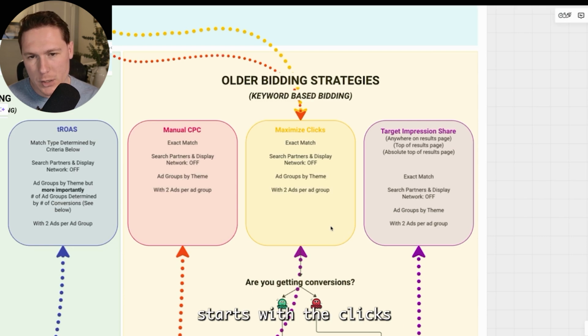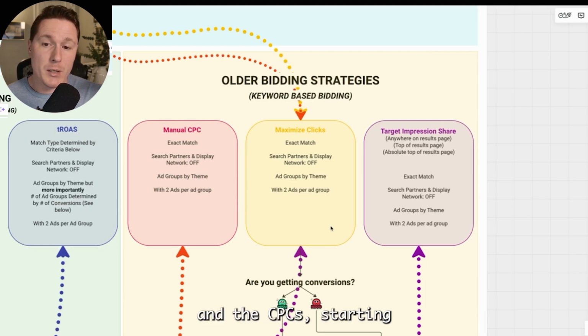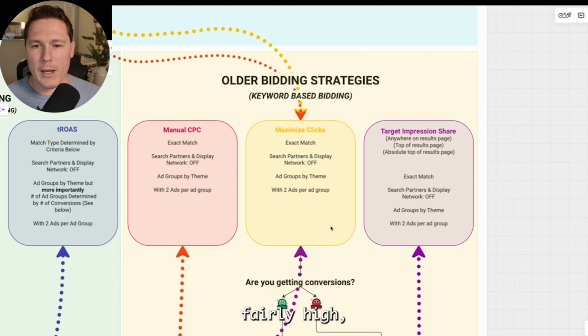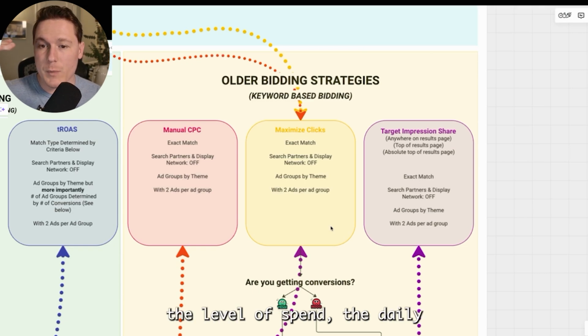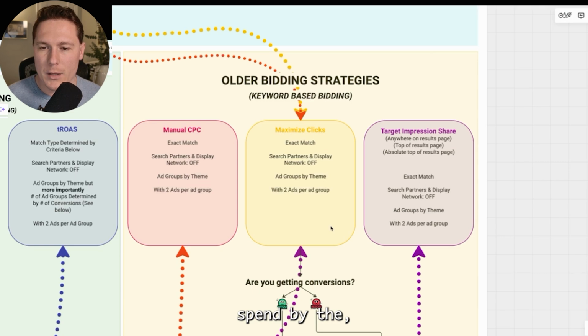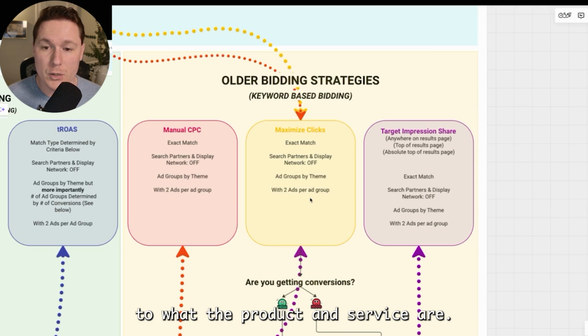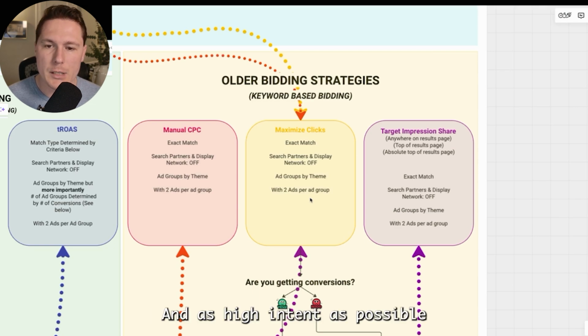And maximize clicks starts with the clicks and the CPCs starting fairly high and then leveling out as it determines the level of spend, the daily spend, by the amount of clicks. Now, it also expands from exact match to exact match close variant, in which this is where you want to let your optimizations be daily. And so keep it very focused on the things that are very specific to what the product and service are, and as high intent as possible.